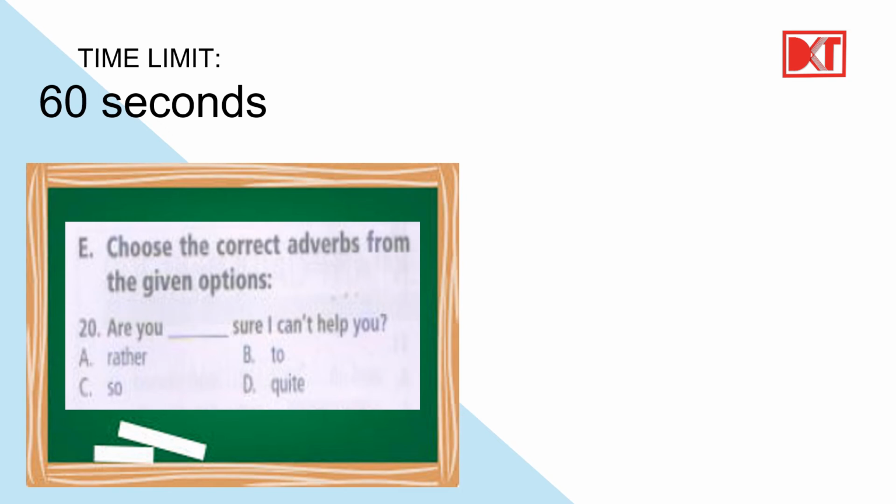Now choose the correct adverb from the given options. Let's see. Are you dash sure that I can't help you? Are you rather sure? Are you too sure? Are you so sure? Or are you quite sure? Now here the correct answer is D, quite. Quite is answering the question of to what extent. Alright, so the correct answer is quite. Are you quite sure I can't help you? Right?